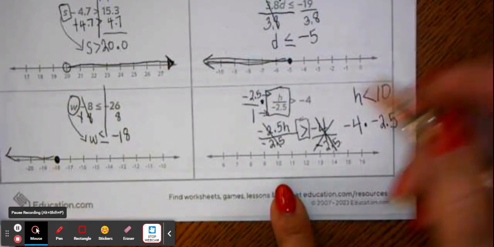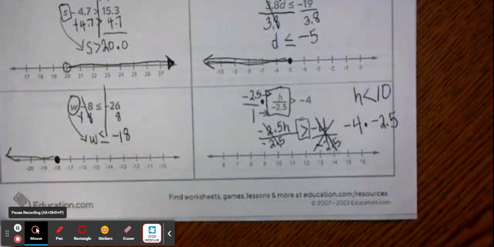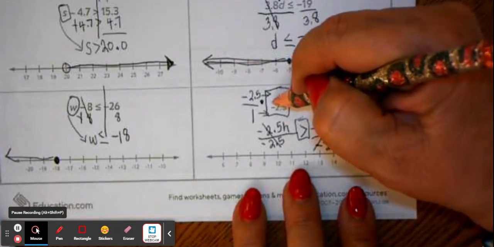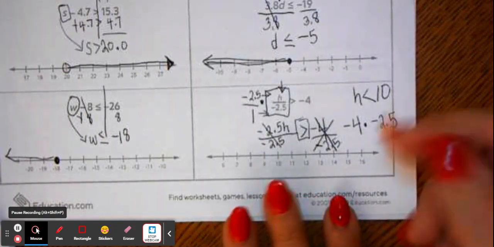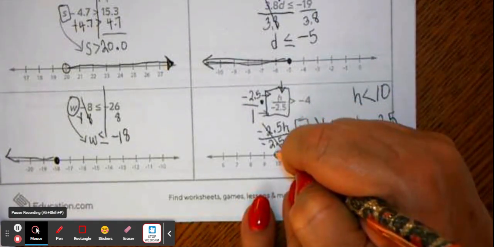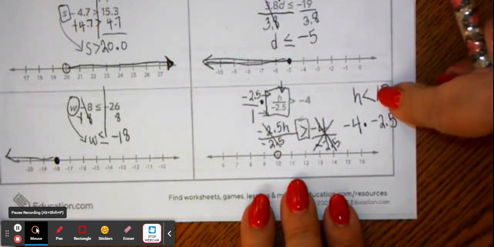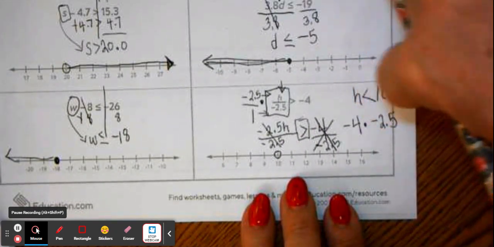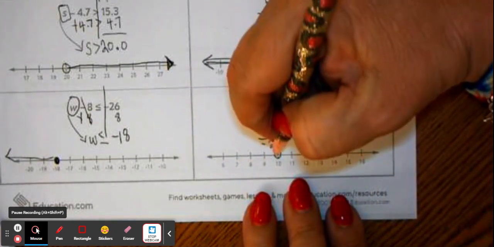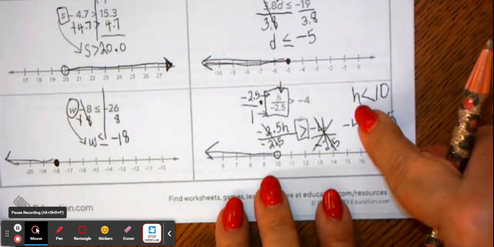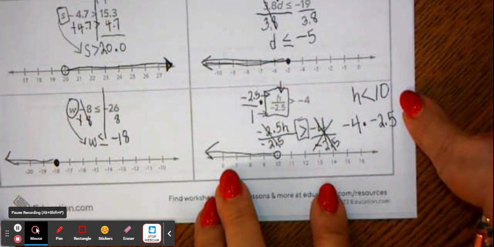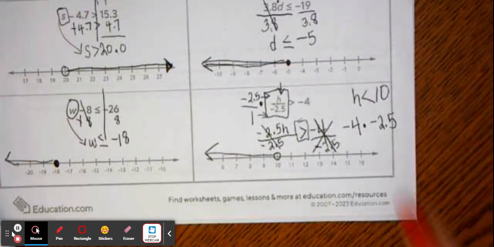Oh, that was crazy. Sorry about that. But do you see how easy it is to make mistakes? And you really need to go back and look to really focus on what you have there. So this is an open circle on 10. I need to make sure that H is smaller than 10. So I am going to go to the left. And so it can be 9, it could be 8, it could be 7, 6, any of those numbers as long as it's less than 10.